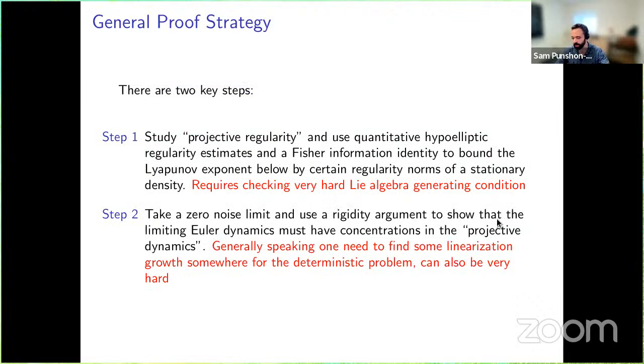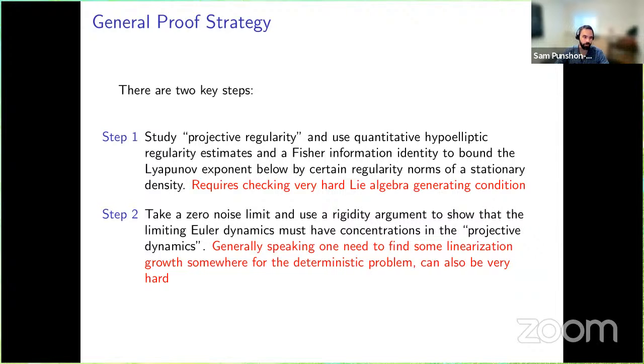So let me just comment on the proof strategy here. There are two main steps. The first step is that we're going to study something which we'll call projective regularity, and I'll explain a little bit more about that. It's going to be a consequence of the matrix regularity. And from that, we're going to use quantitative regularity estimates and Fisher information. The Fisher information ends up playing a very important role in our work. It has analogs with stuff that's already very well known relating Lyapunov exponents with entropy and relative entropy.